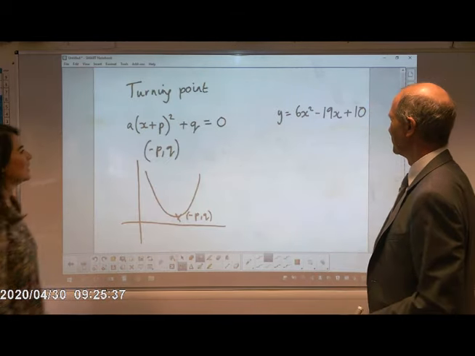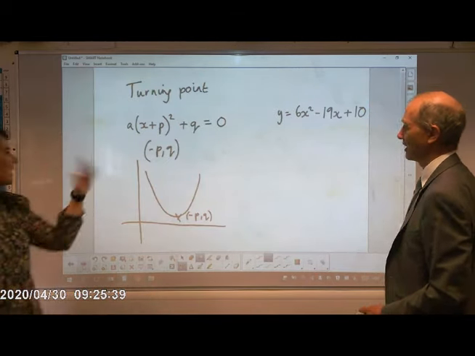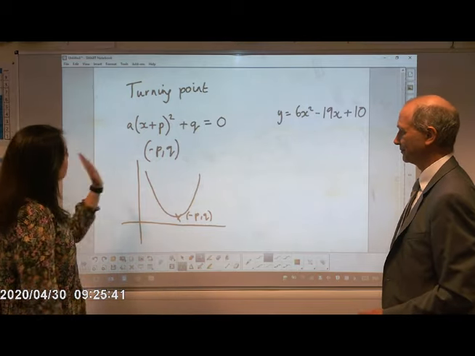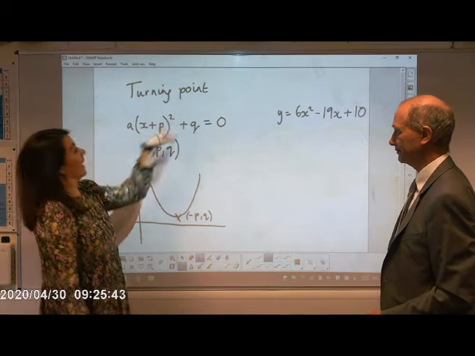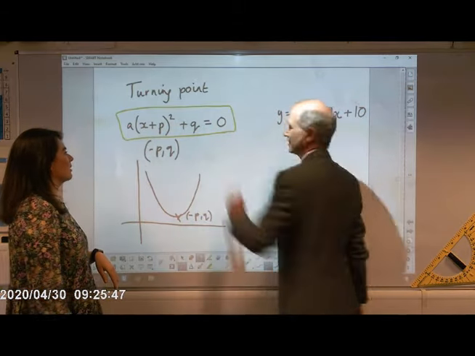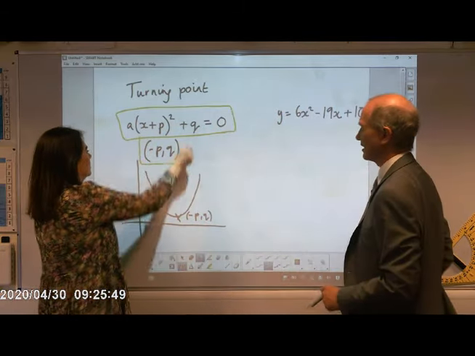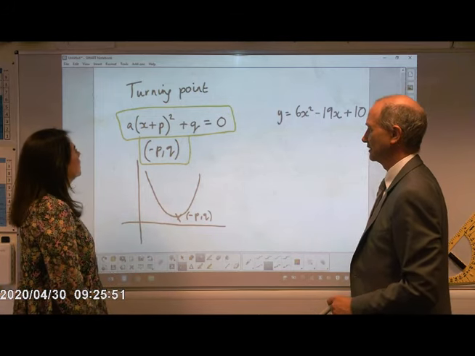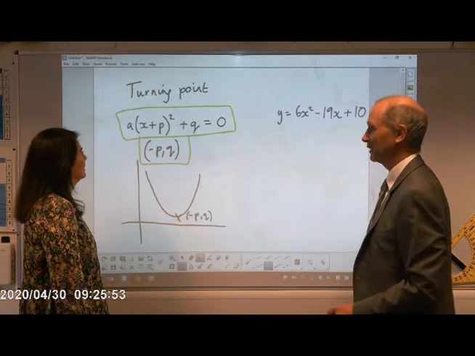Okay, turning point. Just to remind you of the turning point, we've seen that. We're going to need to memorise this, aren't we? Yeah, you're going to need to memorise that chunk. That's really important. Did I not put a square on that? No, I didn't. I put a rectangle on it.